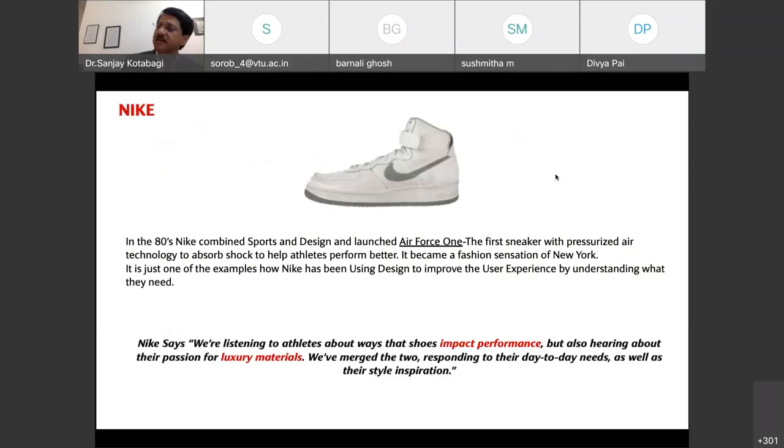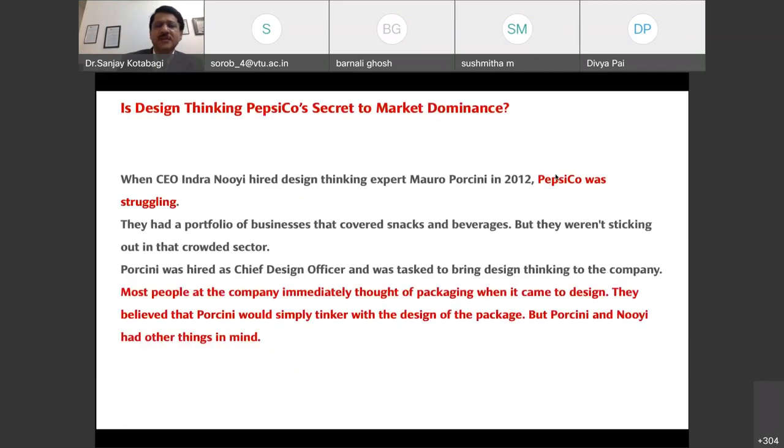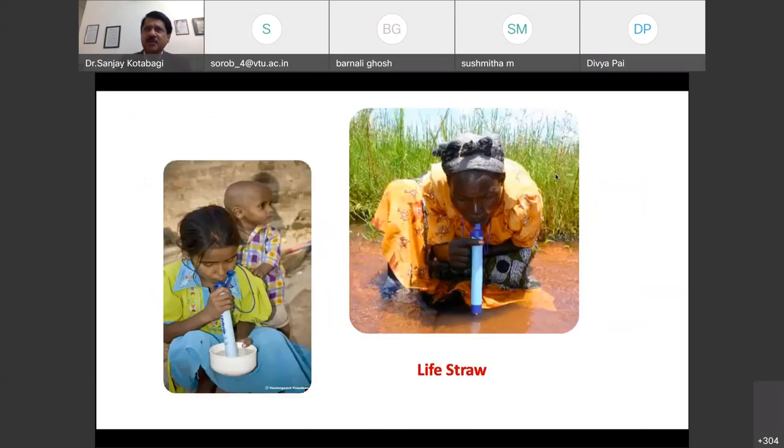Nike really understood the pain points of athletes who would otherwise be using normal shoes to run on the track. So they designed and developed a unique shoe which, in the literal sense, would interact with the user and provide the safety and comfort required. So these are some of the examples.